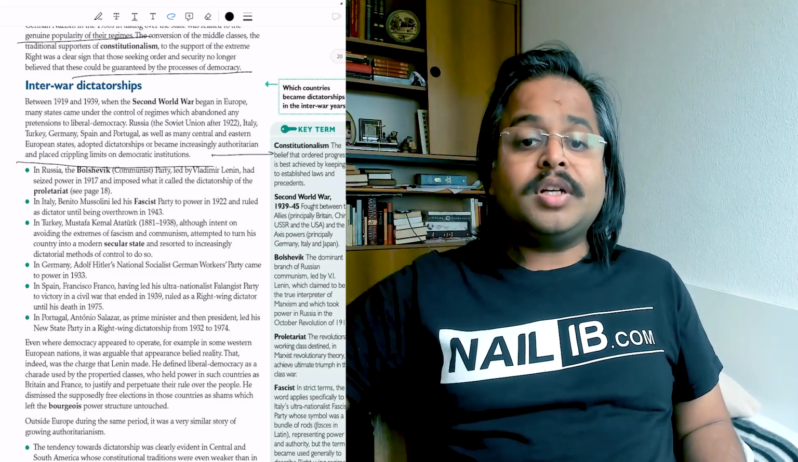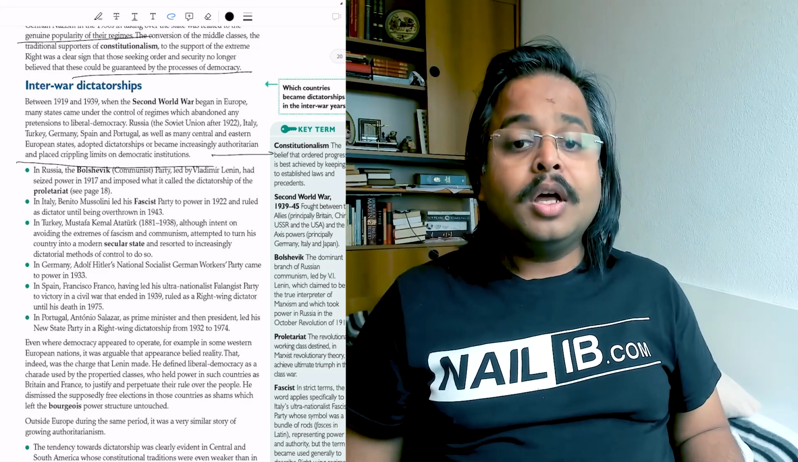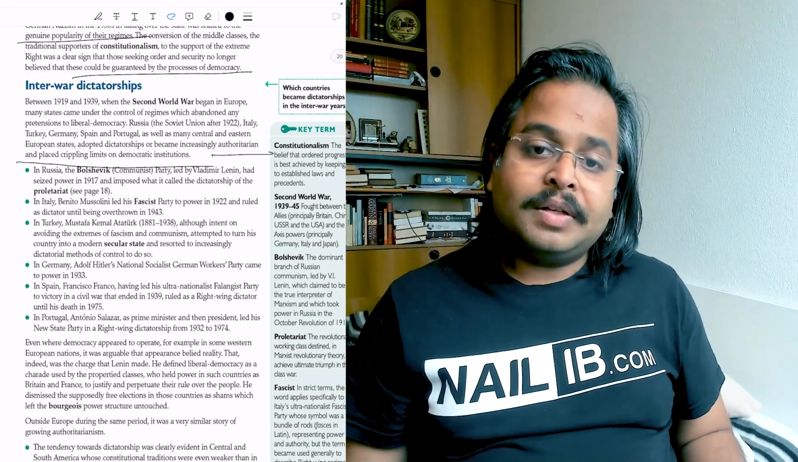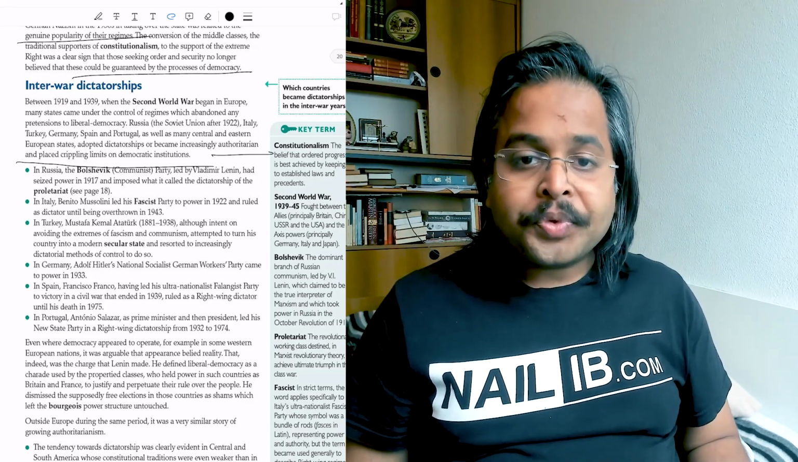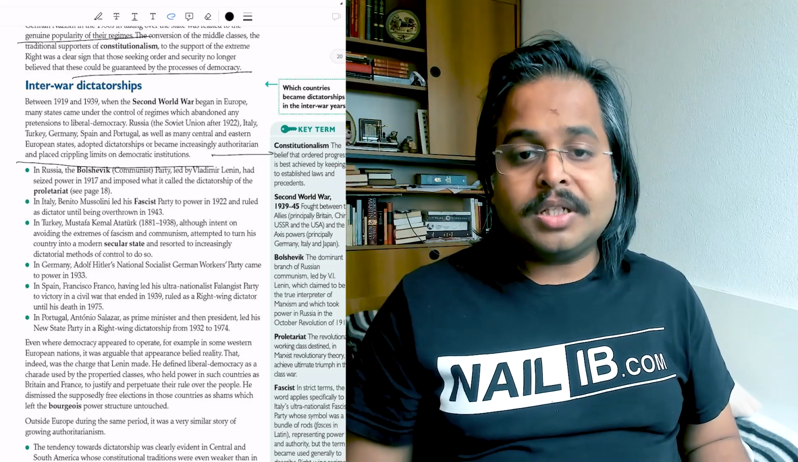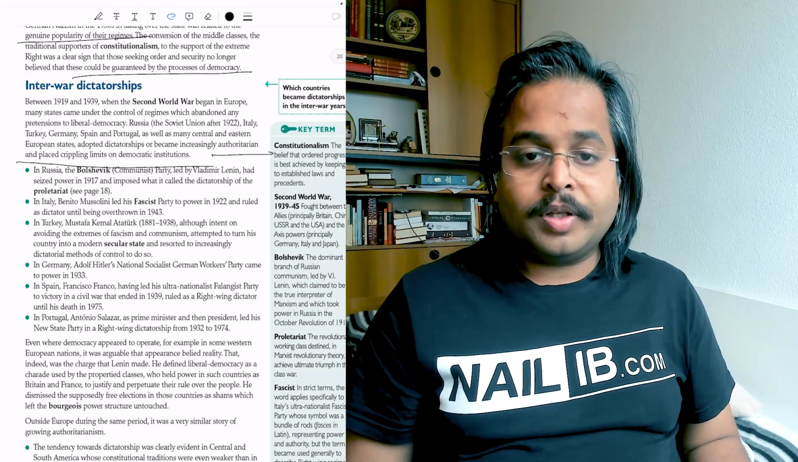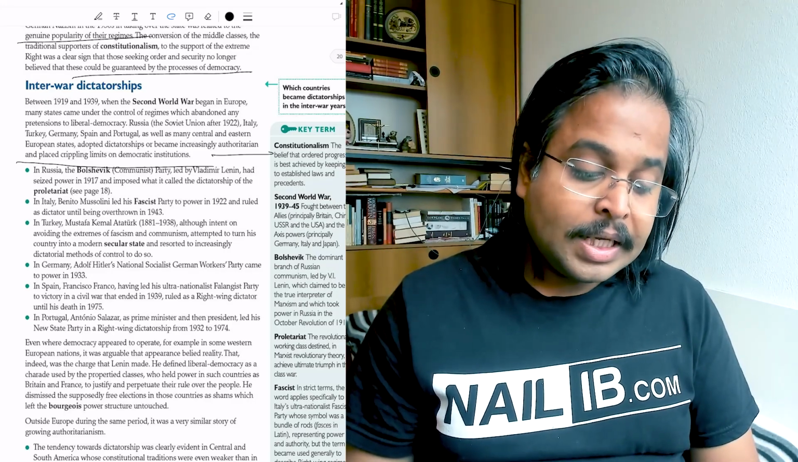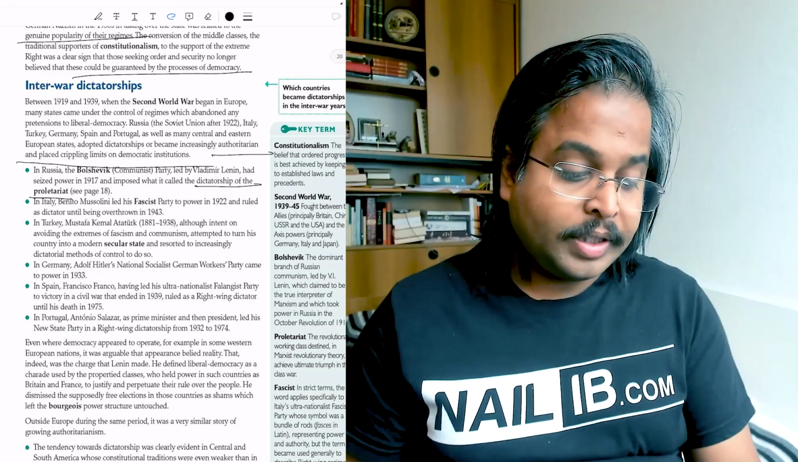Just because a country did not declare itself to be authoritarian did not necessarily mean that it was a democratic country, because even there could be crippling restrictions on democratic institutions, especially like control of the opponents and control of the media, etc. In Russia, the Bolshevik Communist Party led by Vladimir Lenin had seized power in 1917 and imposed what it called the dictatorship of the working class or the proletariat.